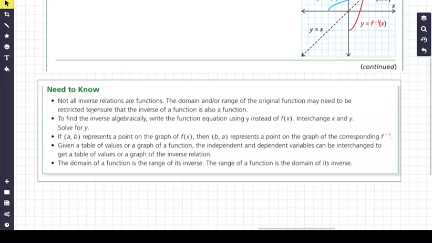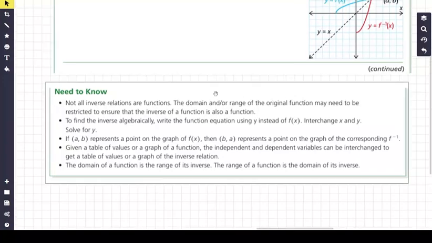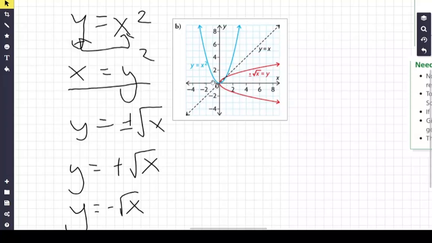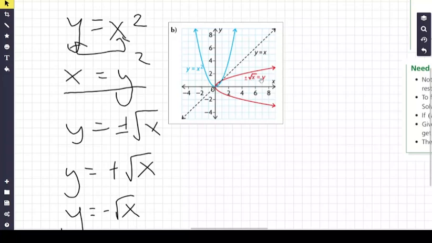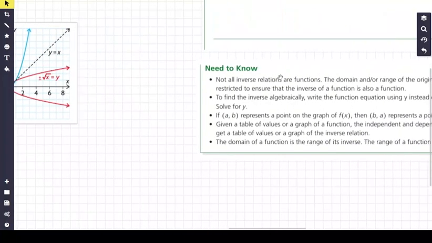Not all inverse relationships are functions, and we found out about this just a few seconds ago with the x squared example. The domain and/or range of the original function may need to be restricted to ensure that the inverse is also a function. So looking back at this, we could limit it so that we only have the top part. Let's say y has to be greater than 0, so that we limit the range. So we have only one part, and now our inverse is a function.